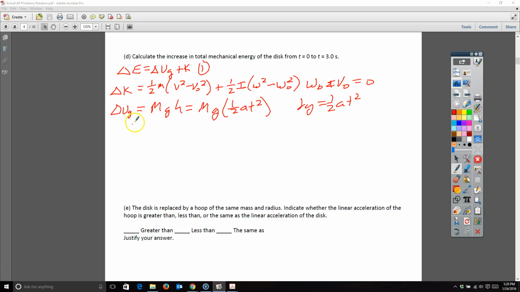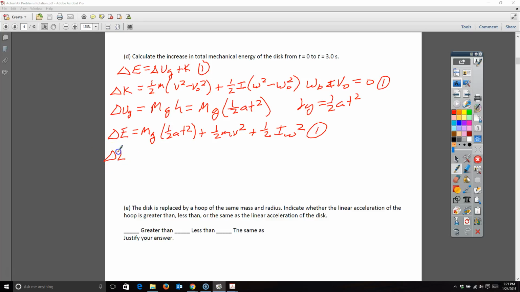Next part is to combine these two equations together. So we've got change in energy is equal to mg times 1/2 at squared plus 1/2 mv squared plus 1/2 I omega squared. And you get a point for that. You also get a point up here for showing this equation and then recognizing your original angular and original linear speed are both 0. Next part is to just do some rearranging, trying to make it so it all comes out right.